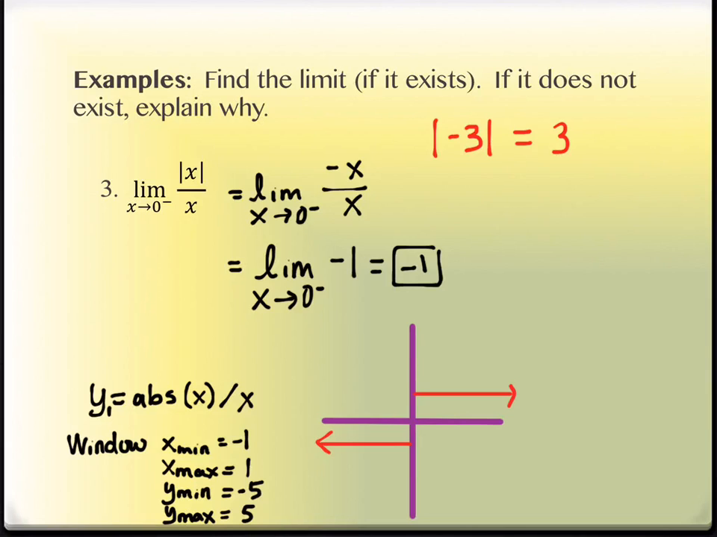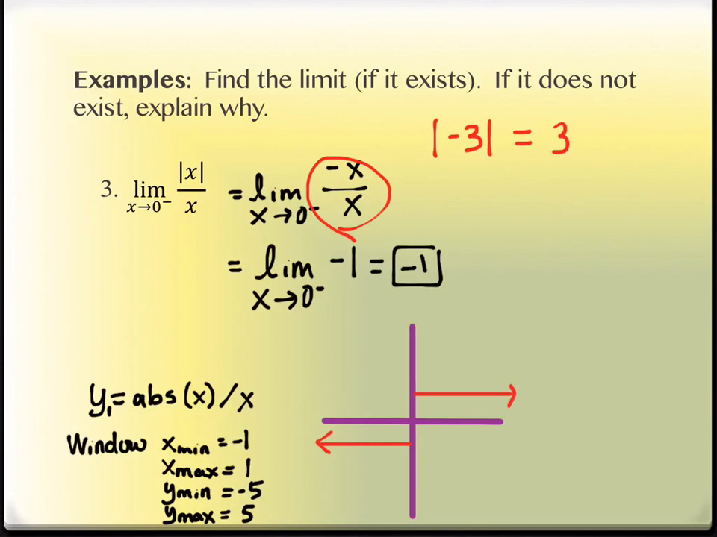What would have happened to this if we were approaching 0 from the right-hand side? What happens when you take absolute value of positive numbers? It stays positive, which means this numerator that I put in here as -x, I would put in as x. It wouldn't have changed signs. And what happens when I divide x by x? I get +1. So that's why you have +1 on the right-hand side. So the limit as x approaches 0 from the left is -1.